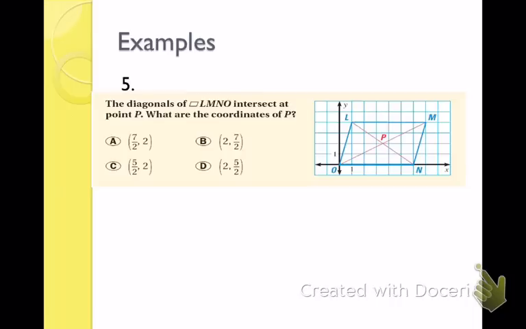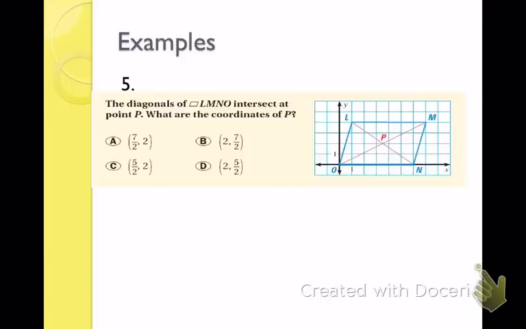Another use for these theorems, right? Here's a standardized test question. If you consider the diagonals in a parallelogram, so we can take a parallelogram and put it in the coordinate plane, just like this one, LMNO, draw the diagonals. The diagonals intersect at point P. How do we find the coordinates of P?